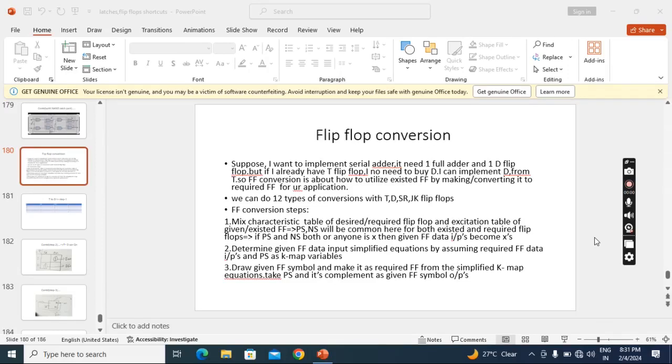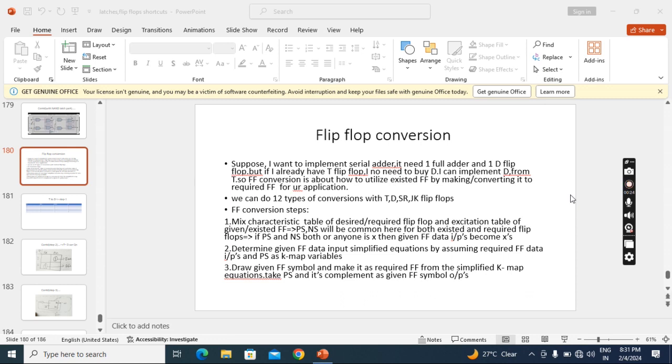In this lecture, we'll discuss flip-flop conversion, the necessity of flip-flop conversion, that is, why we are doing conversion, and we will also discuss the flip-flop conversion process steps. First, we'll see the necessity. I will give you one example.